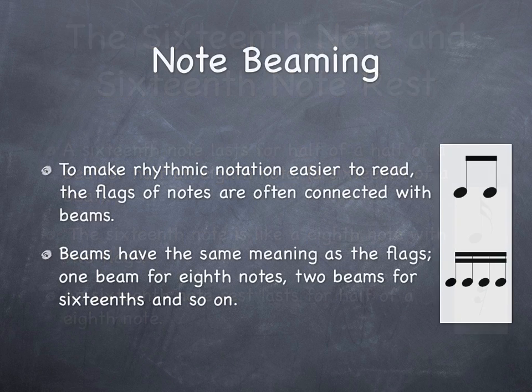Now, note beaming is a symbol that's used to make reading rhythmic notation a little bit easier. If you have a group of 8th notes or a group of 16th notes or even smaller subdivisions, generally you can tie them together with a straight line across the top, or if the stems are going down, a straight line across the bottom. This allows you to look at chunks of notes in groups and be able to easily distinguish that they're 8th notes or 16th notes. And in a similar fashion to the flags, you only use 1 beam for 8th notes, 2 beams for 16th notes, 3 beams for 32nd notes, and so on.